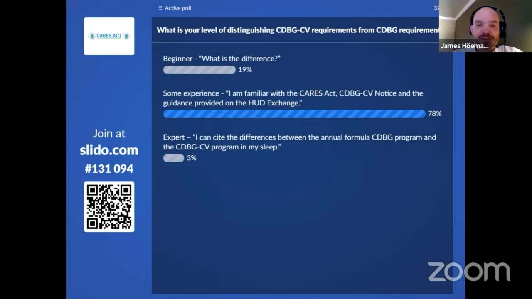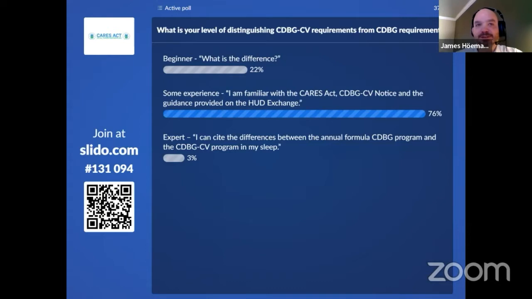All right, so it looks like the poll has settled down. The majority of our folks here are in the "some experience" section. So the good thing is we'll cover that over the next 3 days.